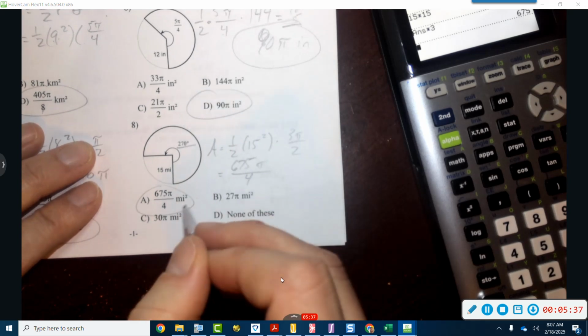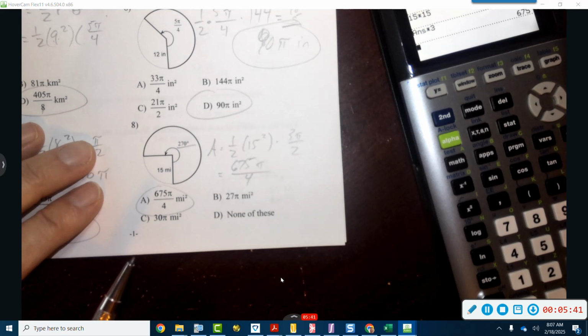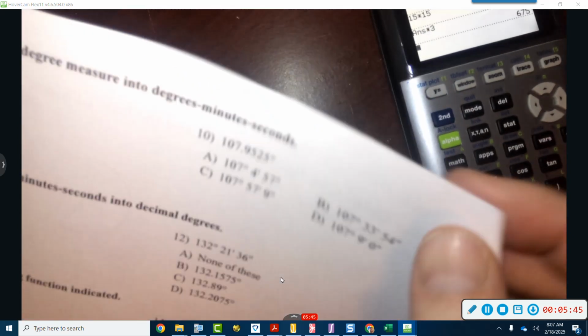All right, and it's square miles. That whole area is in square miles. Now that's, I would probably say, the long part there.